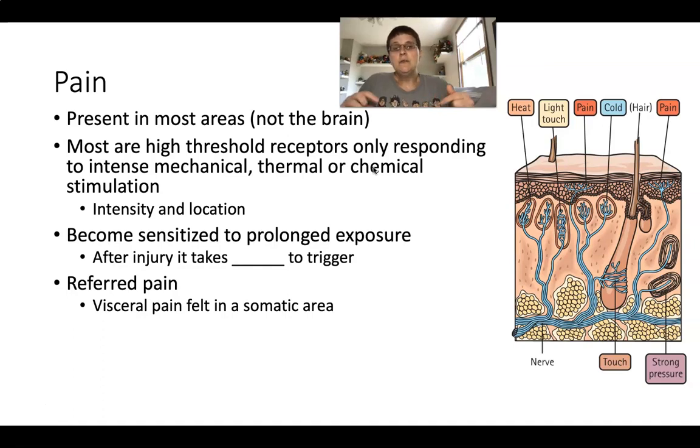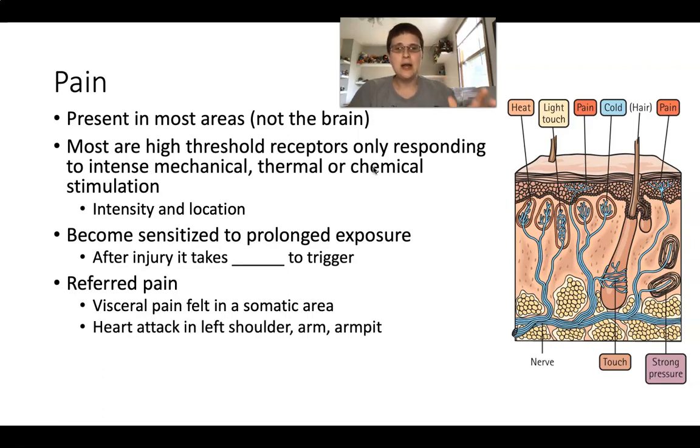But you don't feel it on that internal part. It's felt in a somatic part. Somatic means surface or skin. And so you can feel it in skin or you can feel it in muscle. That's what we mean by referred pain, because referred means it's kind of being referred, or it's a referral from the visceral to the somatic. It's being transferred from one region of the body to another.